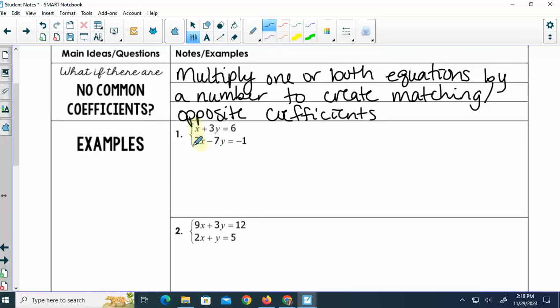So let's look at the bigger number. This one's a positive 2. So if they're going to cancel, what does this one have to be? Negative 2. So I'm going to multiply that by a negative 2. So now you take everything times negative 2. So it's a negative 2x minus a 6y equals negative 12. Do we have to multiply the second one by anything? No, it already has the 2.